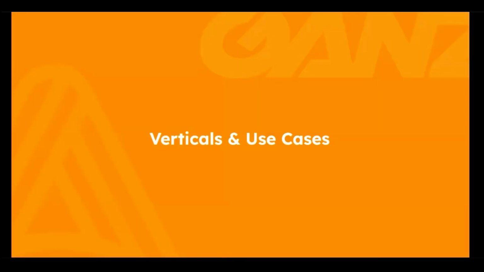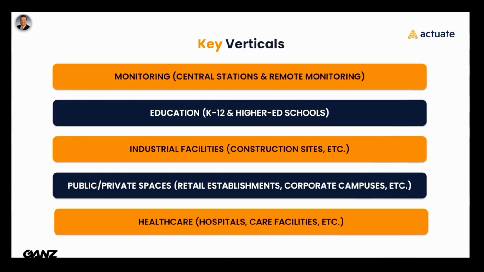All right, some verticals and use cases. Dan, I'm going to hand this one off to you. Yeah, Brian, thanks. So, key verticals. Our primary markets include remote video monitoring companies, K-12 and higher education, construction sites, and then, once completed, the industrial and corporate buildings themselves that have been built, hospitals and healthcare facilities, and retailers such as consumer electronics stores and quick serve restaurants.